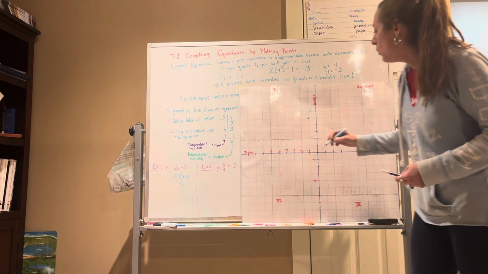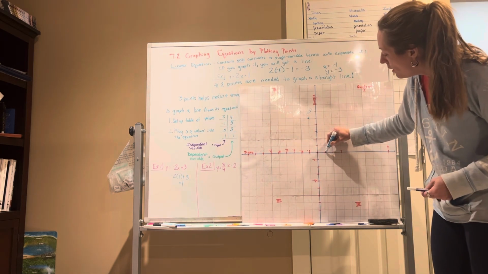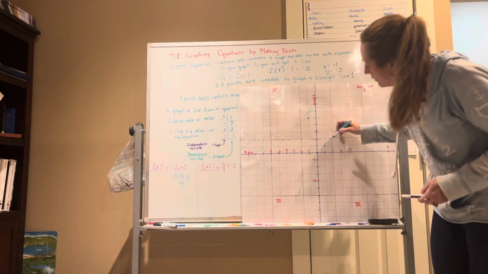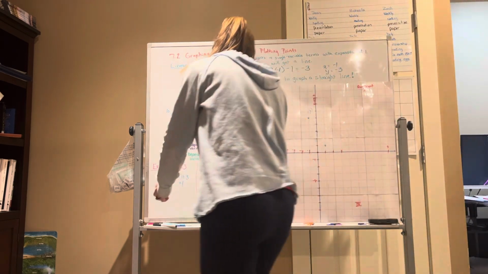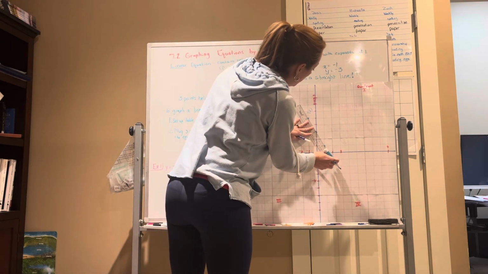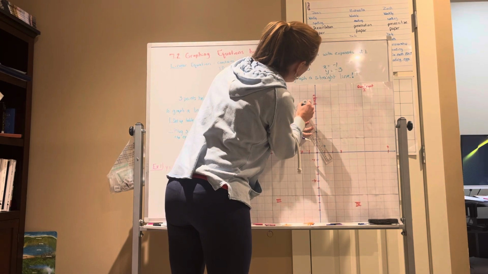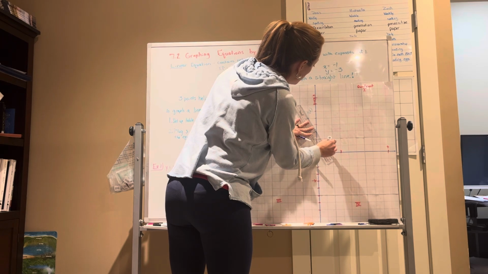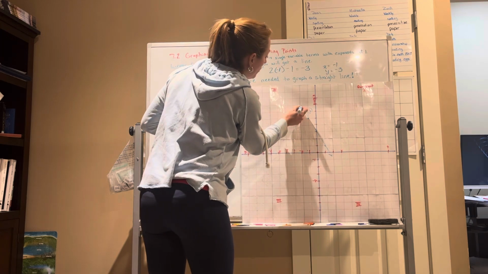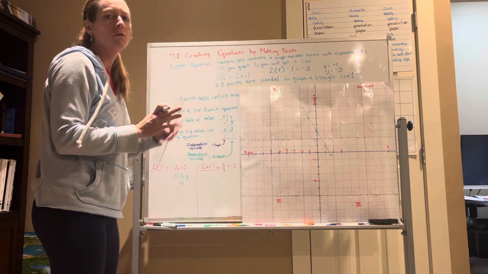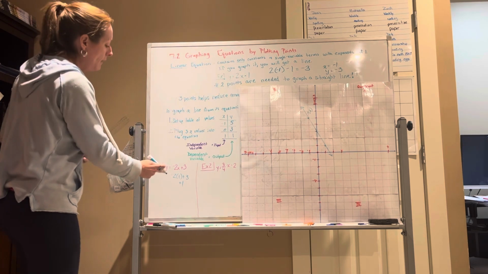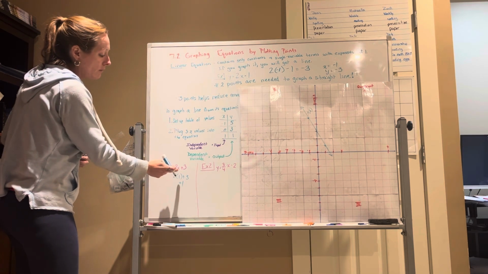And the last point is 1, 1. So I'm going to go positive 1 and then positive 1. And then you make your line. And I forgot to do this part. Add arrows. A line has arrows in either direction. So that is graphing y equals negative 2x plus 3.